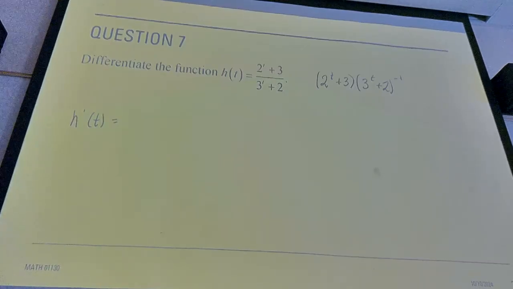This is how I used to do quotient rule, because I never remembered it. So I'd always just write it as a product and use product rule and simplify it at the end. But you can only do that once you know chain rule. But we are going to use quotient rule.